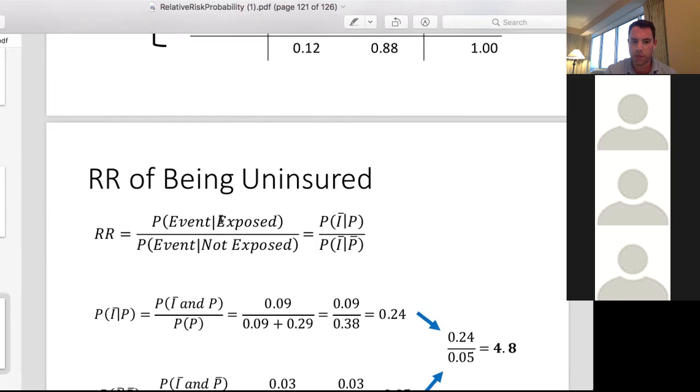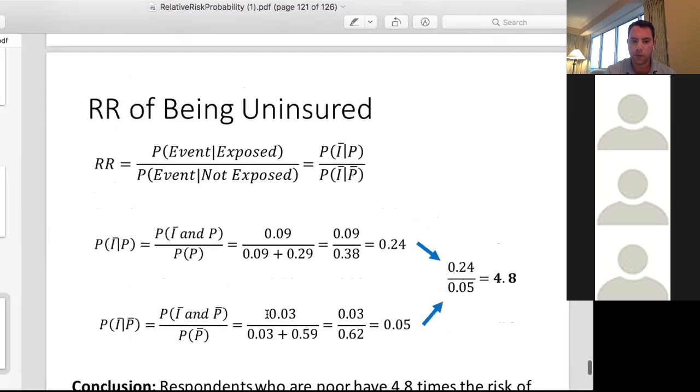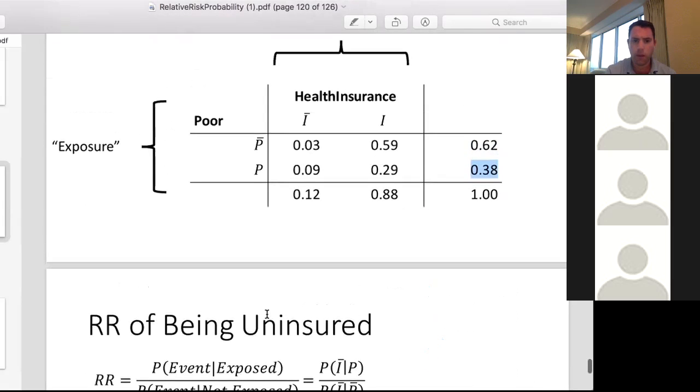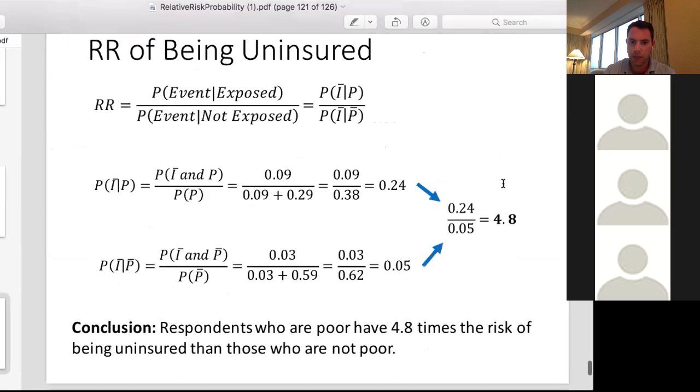So that's going to be in our numerator. Then we're going to calculate our denominator, the probability of not having insurance, given that you're not poor. That we can see here is 0.03 in the numerator. And then we're going to divide that by the probability of not being poor, which we can see here is 0.62. So we take 0.03 divided by 0.62, which is equal to 0.05, and this is going to go into our relative risk formula. So now our final calculation is 0.24 divided by 0.05, and we're getting 4.8.